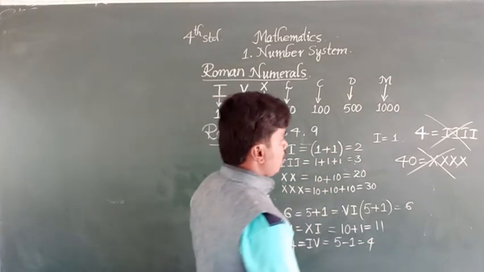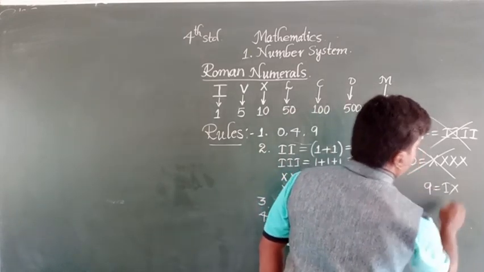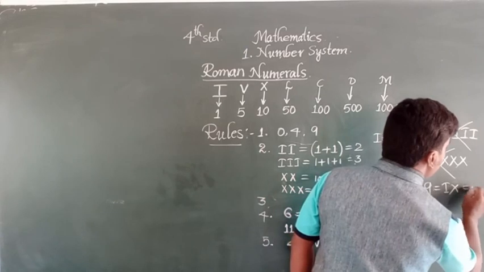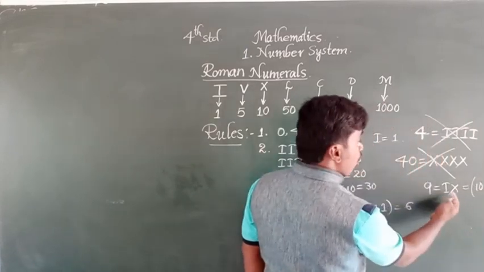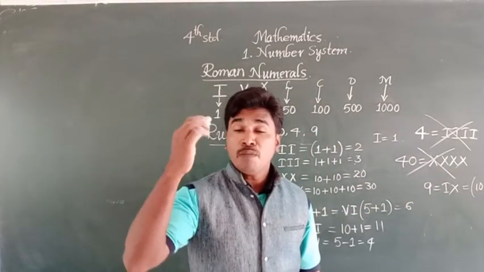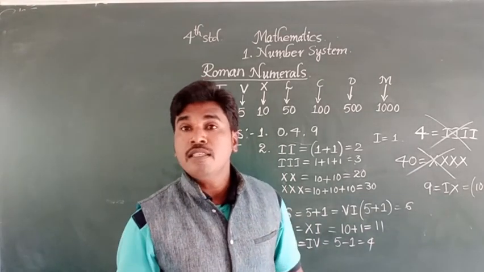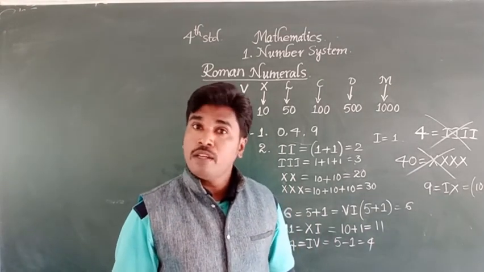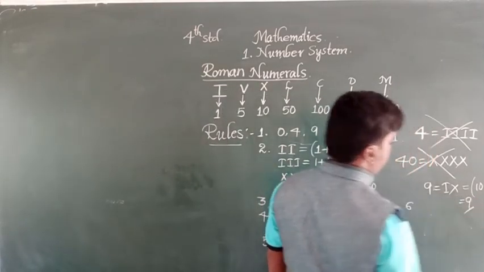For 9, how to tell 9? IX. IX indicates 10 minus 1. If you write the smaller number on the left side, you should subtract it. If you write the smaller number on the right side, you should add it. This is the simple way to write it. 10 minus 1 is 9.